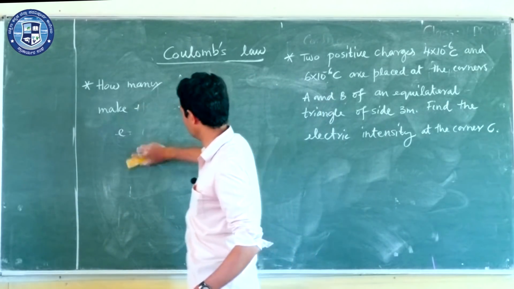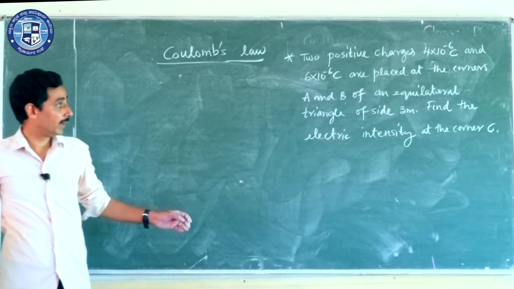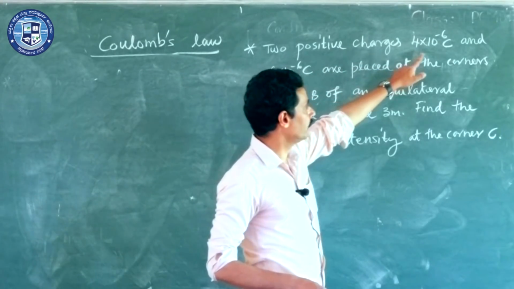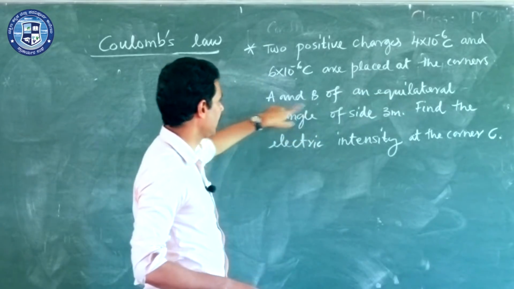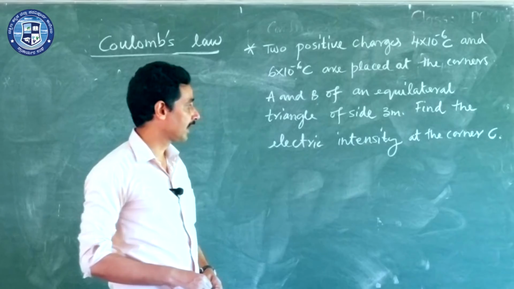Now going to this problem, one basic problem that you get in charges regarding forces, that is, the electric force between two charges. I will read the problem once. 2 positive charges, 4 microcoulomb and 6 microcoulomb, are placed at the corners A and B of an equilateral triangle of side 3 meters. Find the electric intensity at the corner C.